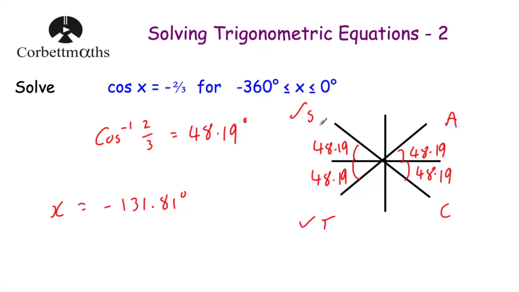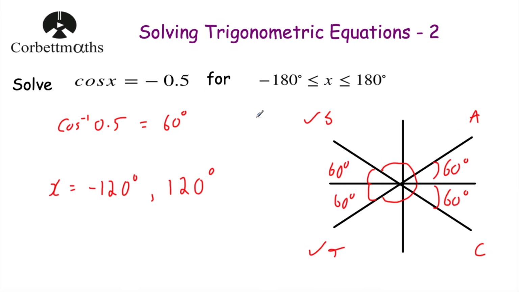Then if we go around, we've got another solution here. So we're going to add 48.19 degrees onto 180. So 180 plus 48.19 is equal to 228.19. So that means our next solution will be negative 228.19 degrees, because we've started here at 0 and we're going round in the negative direction, and we've gone round to negative 228.19 degrees. And then if we go on round, we get to negative 270 and negative 360, and we're done. So there are solutions that x is equal to negative 131.81 degrees and negative 228.19 degrees. And that's it.